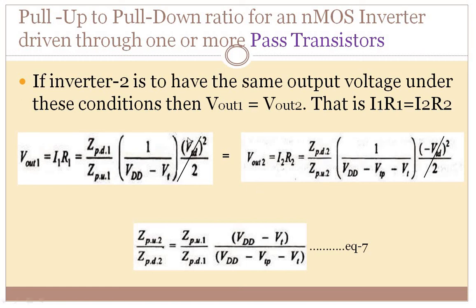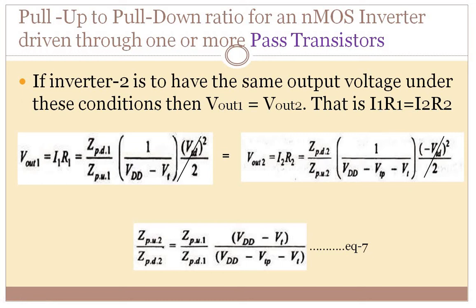What is Vout1? ZPD1 divided by ZPU1 times 1 by (VDD minus VT) whole squared divided by 2, that is equal to ZPD2 divided by ZPU2 times 1 by (VDD minus VTP minus VT) whole squared divided by 2. These both I will be cancelling. So what is the answer? I have simplified: ZPU2 divided by ZPD2 is equal to ZPU1 divided by ZPD1 times the ratio, taking the reciprocal and simplifying.